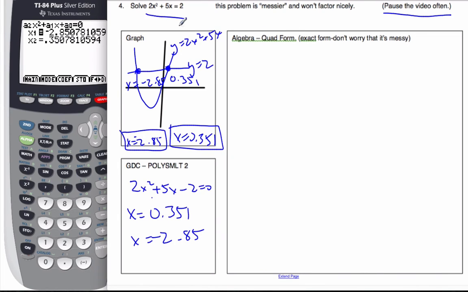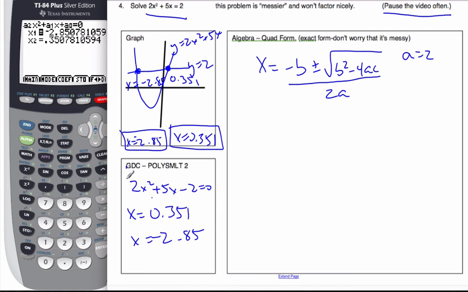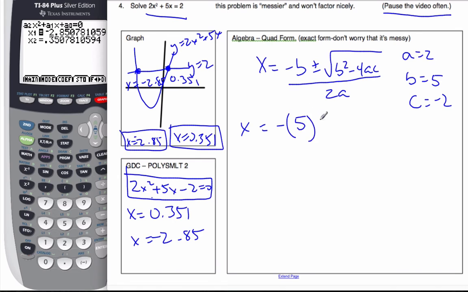Well, quadratic formula. If I do my quadratic formula, here's the formula. I recommend you write it down often so you remember it. When I do it, A is 2, B is 5, and C is negative 2. And to solve it, I plug the values in. I go negative, well, the B value is 5, plus or minus the square root of the B value squared, minus 4 times 2 times minus 2.